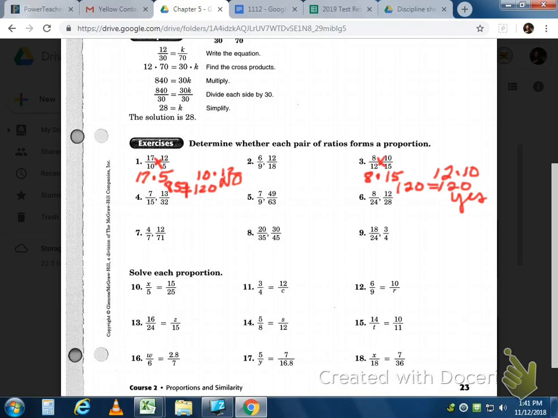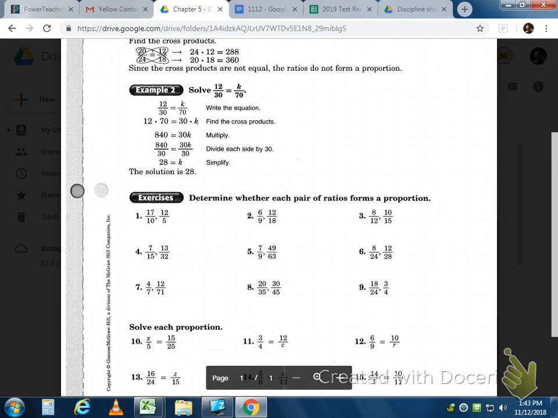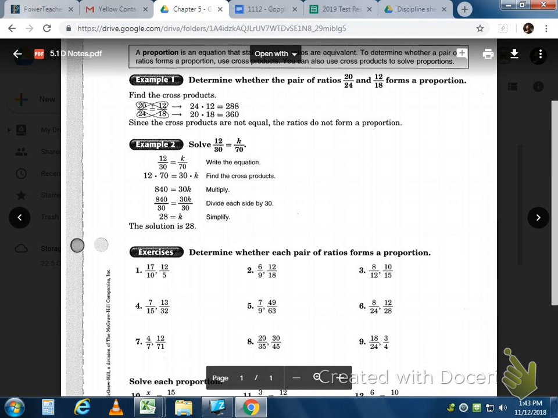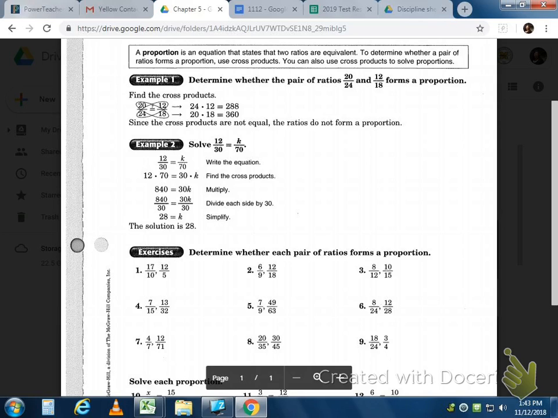Because now we're going to go to solving a proportion. This is more practical, the solving part, because, yeah, you sometimes need to see if things are proportional, but solving is going to be more widely used in a lot of different problems.